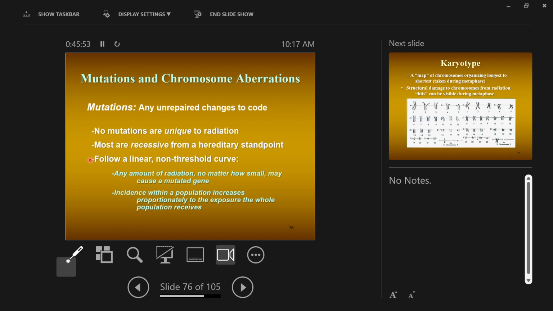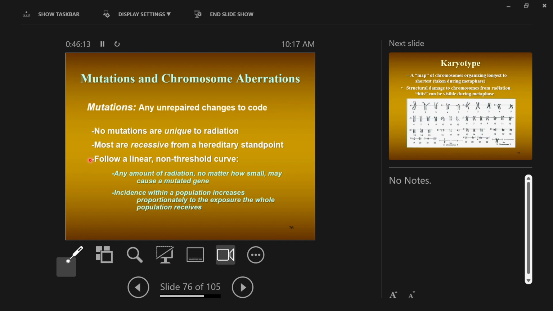So this is referred to as an all or nothing phenomenon, okay? The percentage of people getting mutations will go up if radiation exposure to a population goes up. And that's the linear part of it. More people get radiation, more people get genetic mutations.